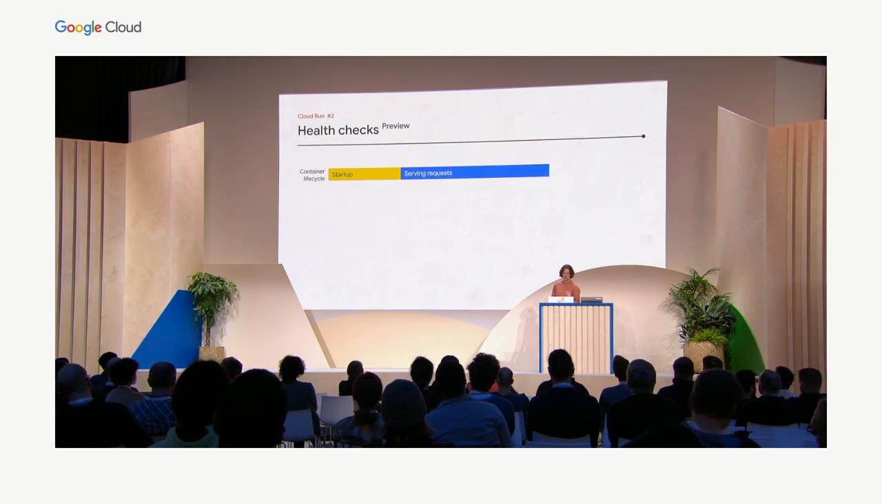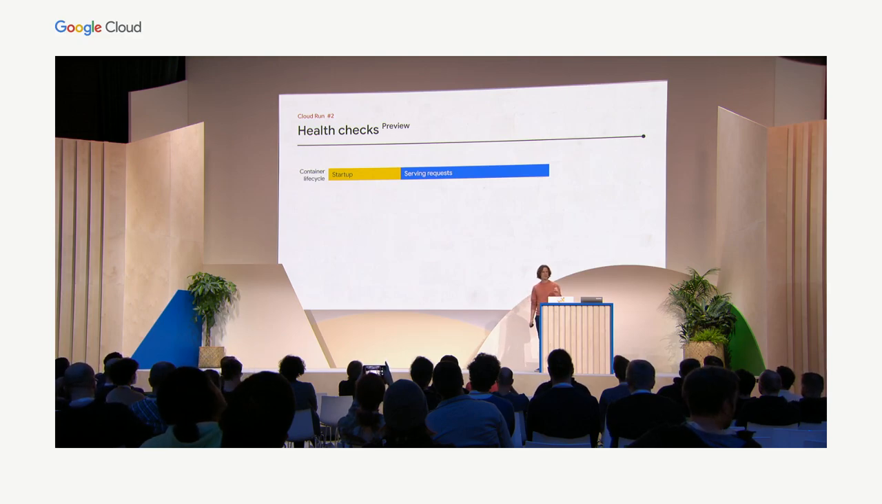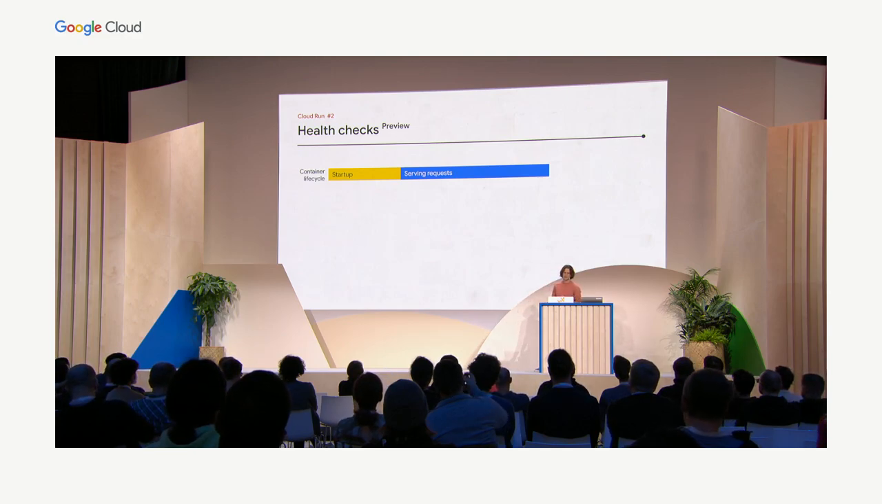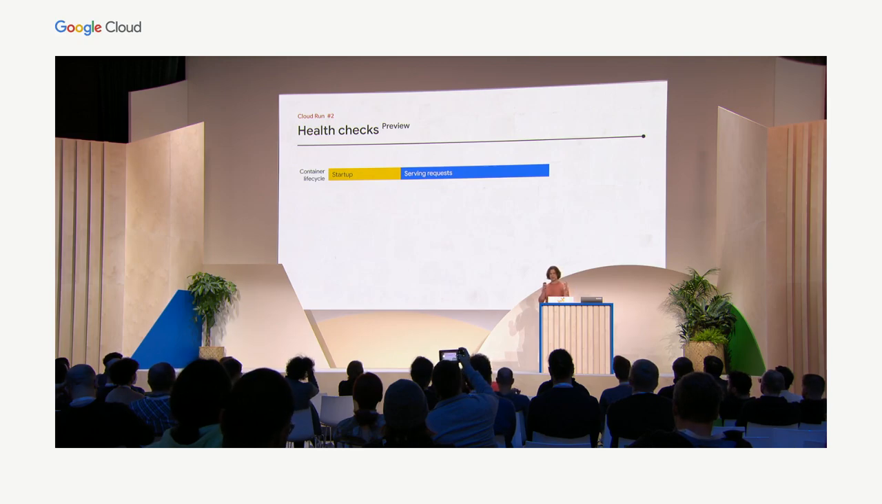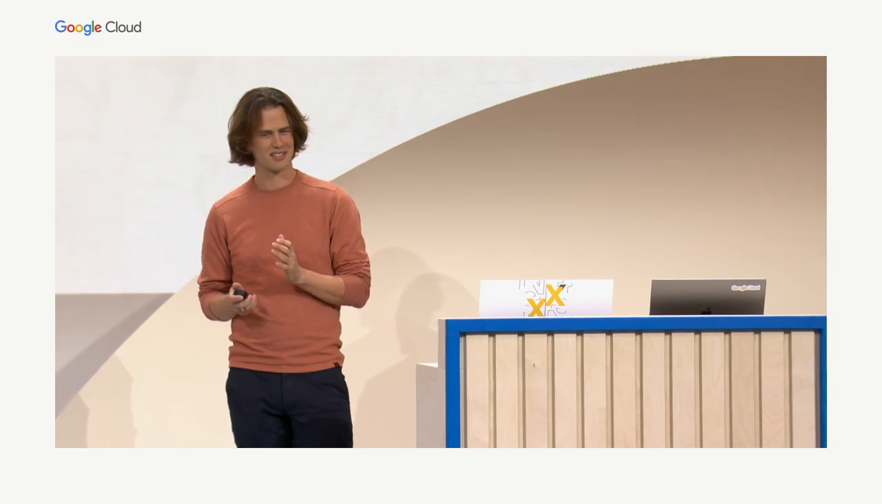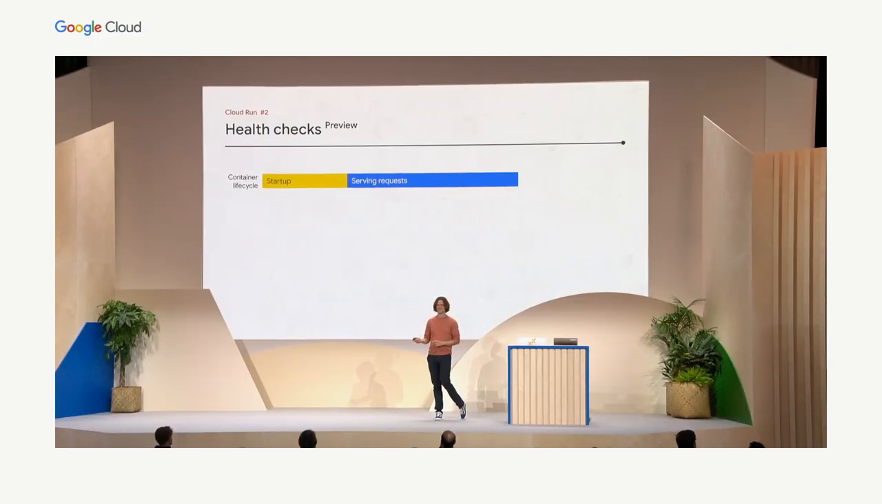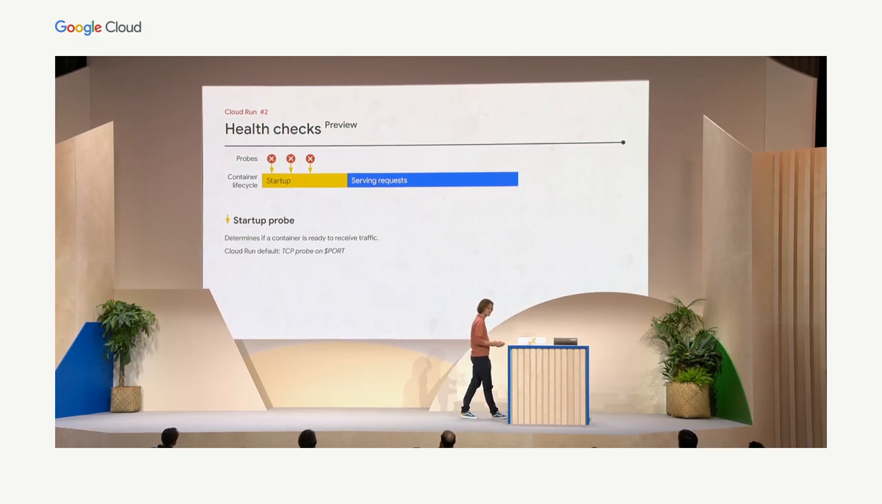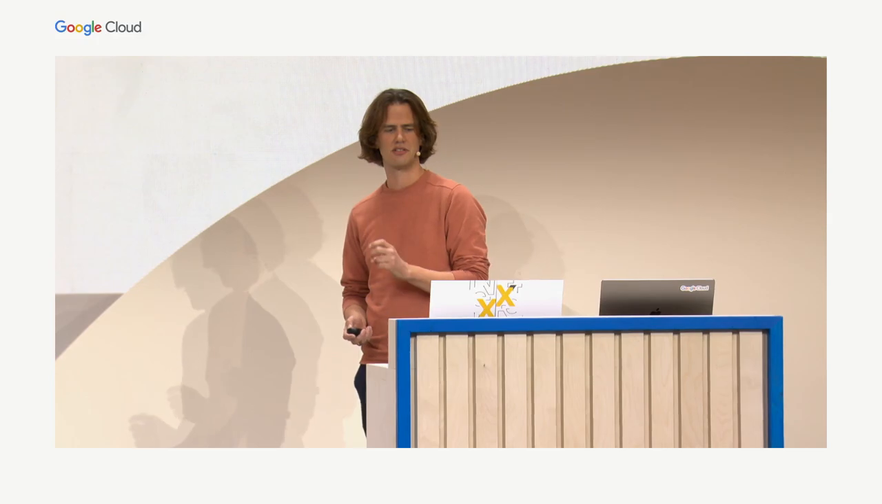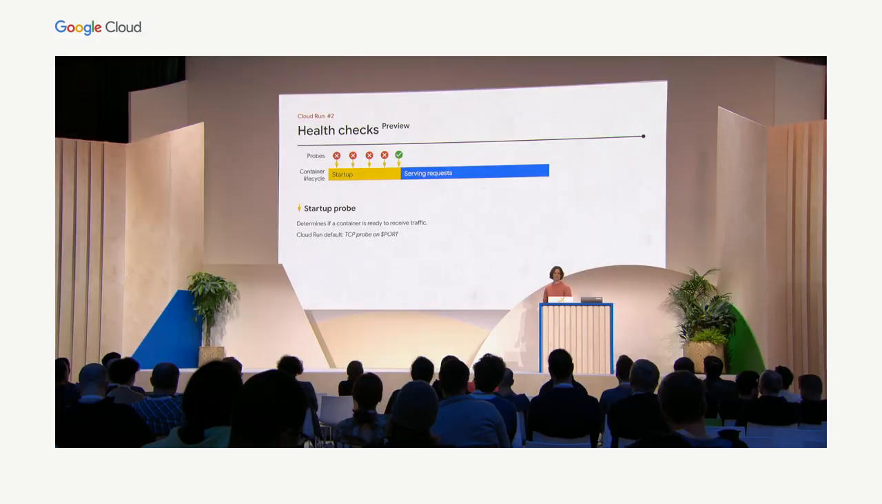Feature number 2, we are introducing health checks on Cloud Run. And to understand what those are, let's look at the life cycle of a container. So there's the startup phase, when your containers are getting ready to serve requests. And there's the serving phase, when it actually serves requests. So when does a container transition from starting to serving? Anyone knows? It uses a TCP startup probe. So as soon as your container listens on a TCP port, bam, it starts to serve requests.